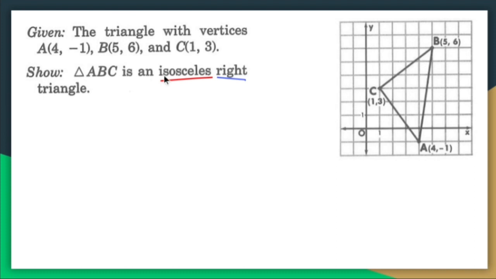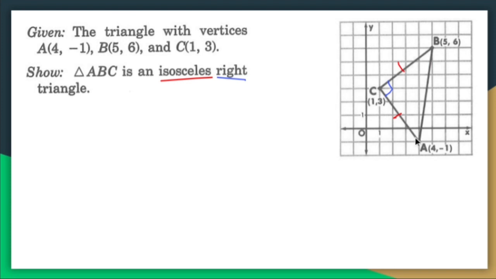So I need to show 2 things. Thing number 1, that this is isosceles. Isosceles means that 2 sides are congruent. According to my picture, it looks like these would be my 2 sides. I also need to show that this is a right triangle. According to my picture, that's the angle that would look right. So the 2 things that I need to show are that BC and CA are congruent.